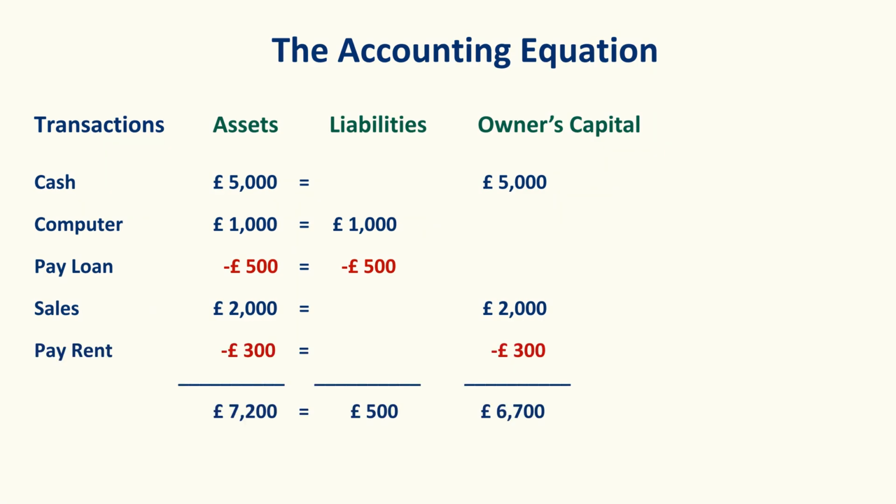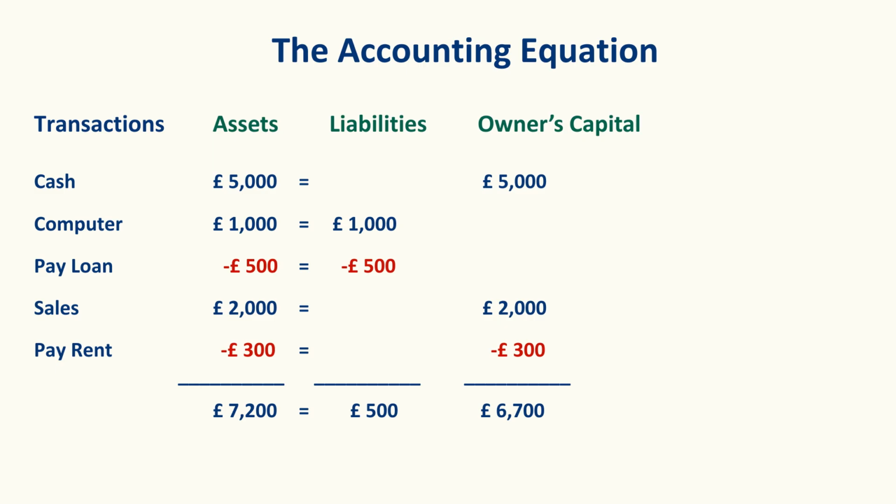Finally, the business pays £300 for rent. Cash decreases, so assets go down by £300. That rent is an expense, which reduces profit, so capital goes down by £300. Both sides decrease, and the equation stays equal.